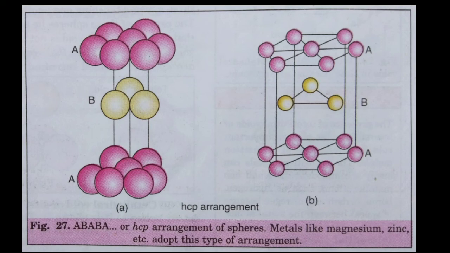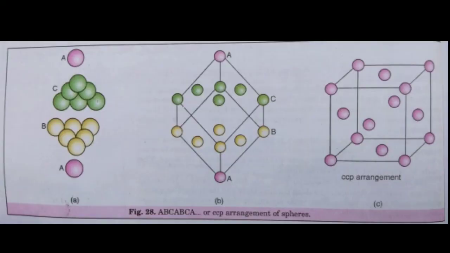In tetrahedral voids, it has a packing of AB type of arrangement, where the first and the third layer are identical, as you can see in the picture. Now this type of packing is called hexagonal close packing. It is abbreviated as HCP. The next type is octahedral voids. In this type, the packing is ABC type of arrangement, as you can see in the picture. Now this type of arrangement is also known as cubic close packing, or it is also known as face-centered cubic arrangement.